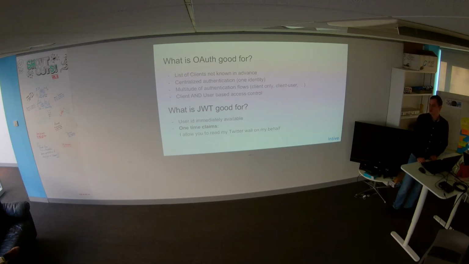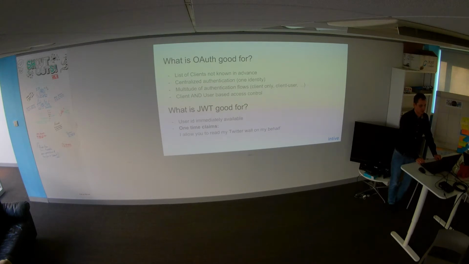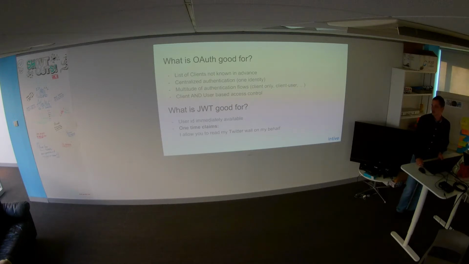With JWT, the user ID is immediately available. This might seem unimportant if I render the whole page at once, a typical request where the whole page comes back. But if you have an API and are asking for small bits of information, this may often save you from doing yet another call to the database. And they are very useful when you try to do one-time claims. So I allow you to do this once. Then they are useful because you don't have the problems with refreshing, you don't have the problems with the database, etc. It's just short-lived. I'm allowing you, that's all. Use it once.